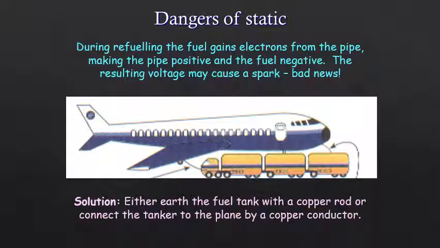So what you do is you either earth the fuel tank, which means you connect the fuel tank to the ground, so there's a whole source of electrons from the earth, stopping that spark, because the positive charge attracts electrons from the earth. Or you can use a copper rod, or connect the tanker to the plane by a copper conductor, therefore completing the circuit. Okay, so that's enough today about static electricity. Next lesson will be on the Van de Graaff generator.